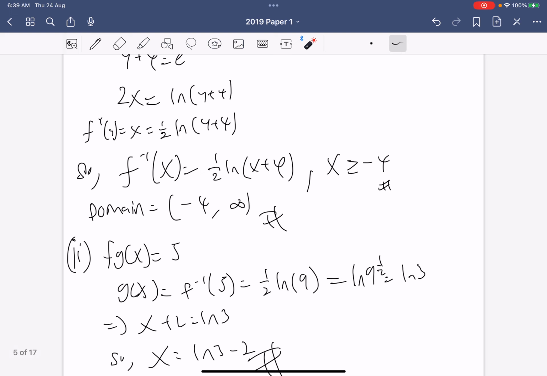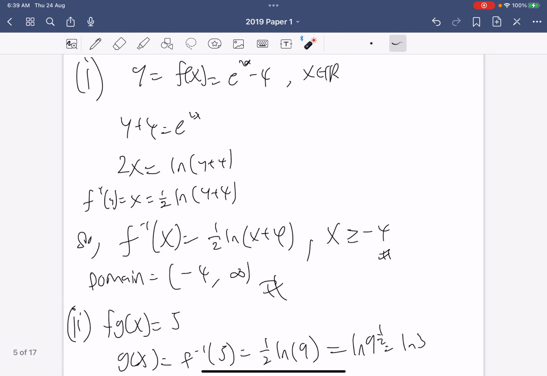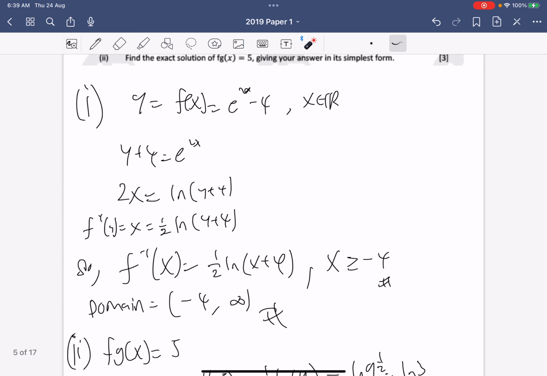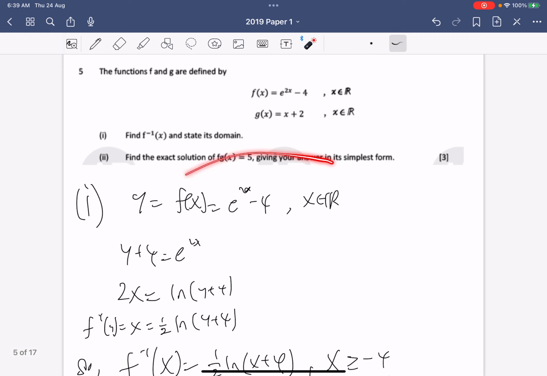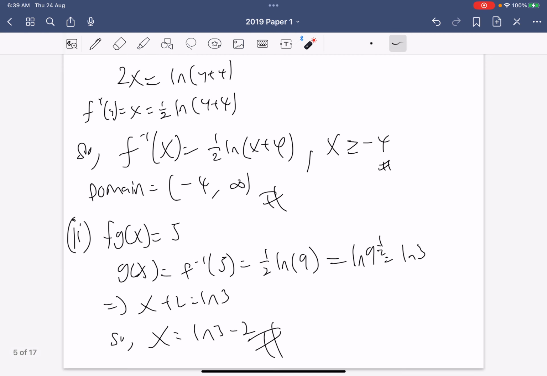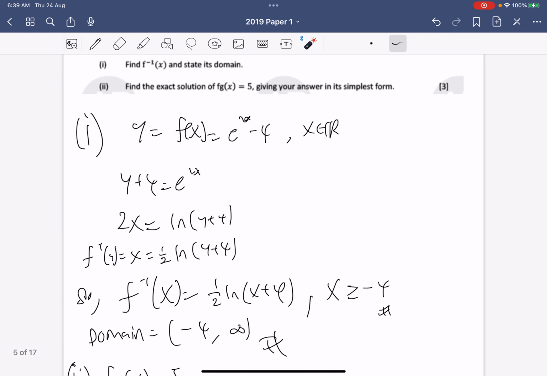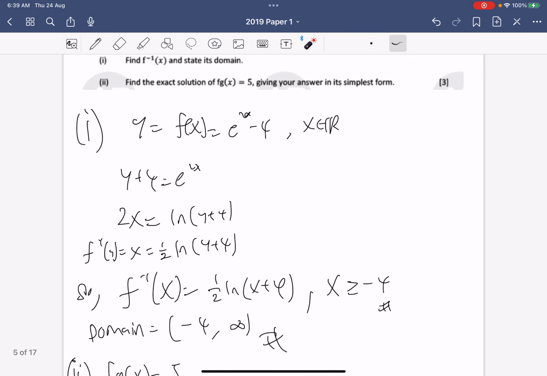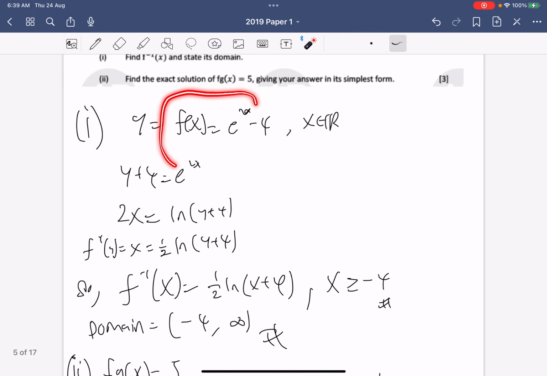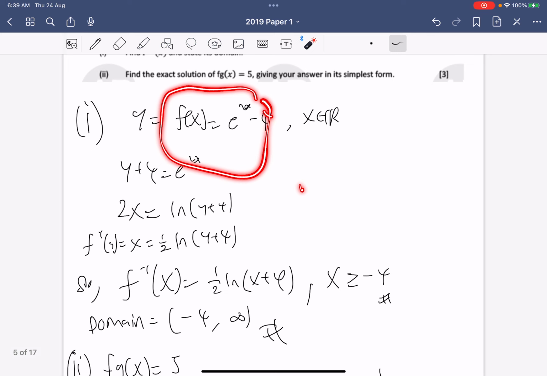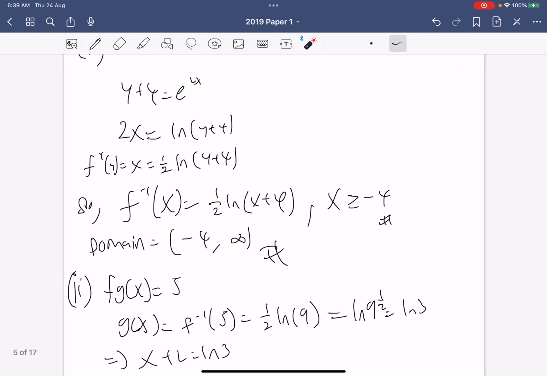And so the domain is actually going to be from minus 4 to infinity. So why is that so? Well, because the range of this function will just be the domain of the previous function. So in this case, the range of this is from minus 4 to infinity. So of course the domain here is minus 4 to infinity.